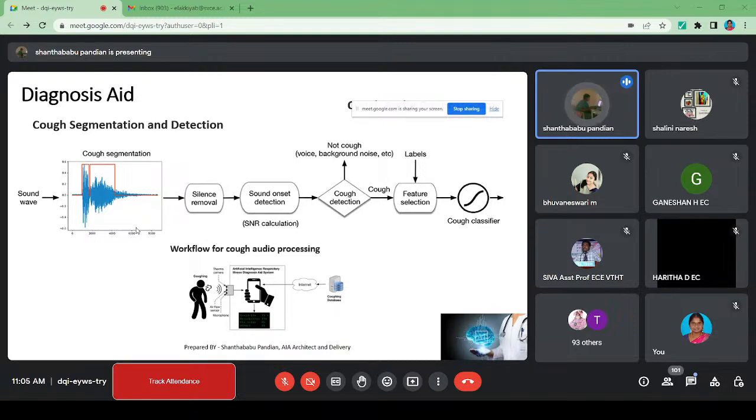algorithm, right? You need to find out, there are so many algorithms we can use, to determine whether it is a cough, or voice, or background noise, whatever it is. So that will clearly indicate whether it's a cough or not, right? If it is a cough, then it will be given to feature selection, because there is so much information we need to get out.